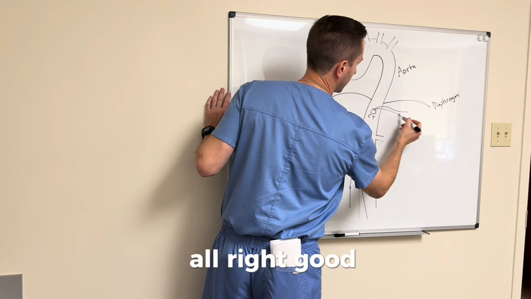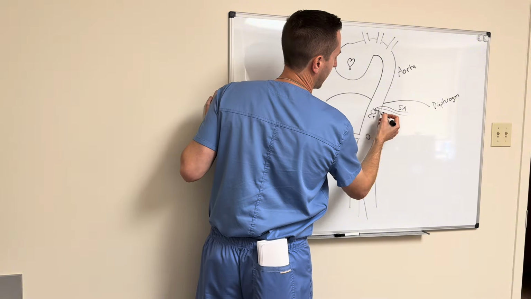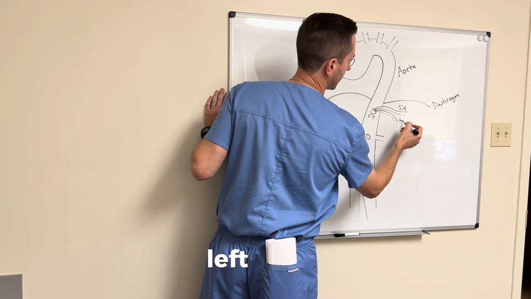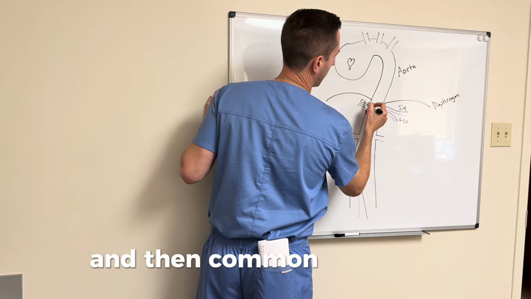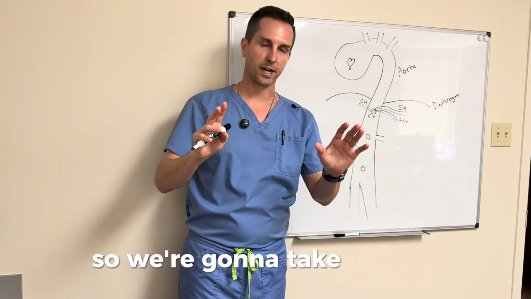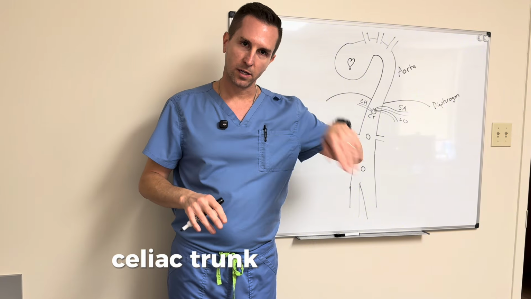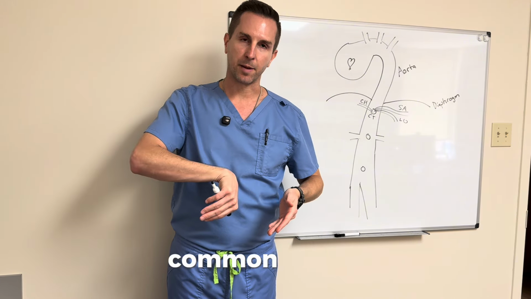All right, good. Splenic artery here, okay? Left gastric, and then common hepatic, okay? So we're gonna take our time. Celiac trunk, splenic artery, left gastric, common hepatic.